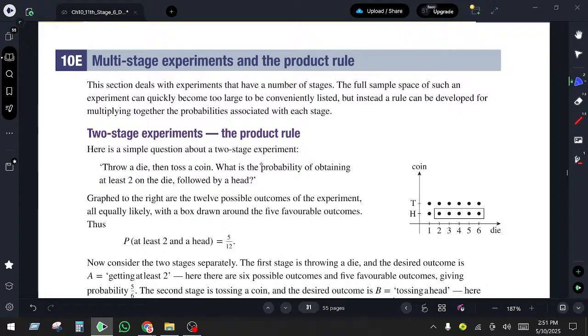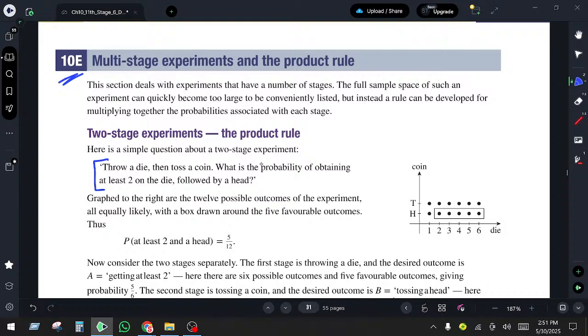What is 10E? Multi-stage experiments and the product rule. Now it will come as a double stage. Can you read this? Throw a die, then toss a coin. What is the probability of obtaining at least 2 on the die, followed by a head? Are they linked or not? No.